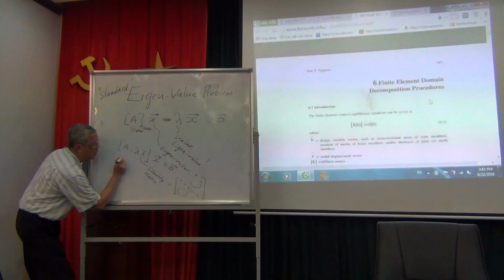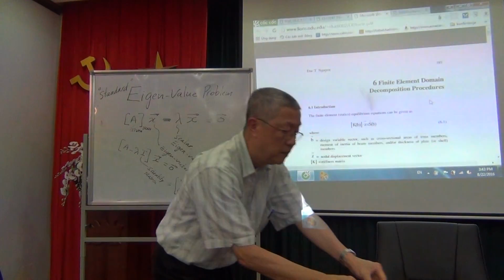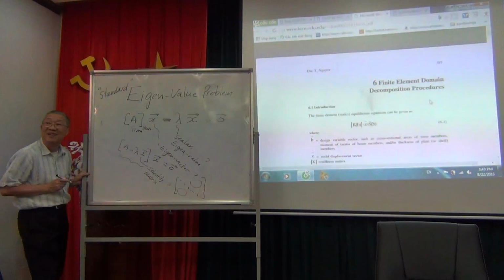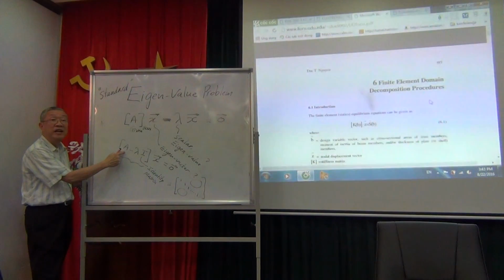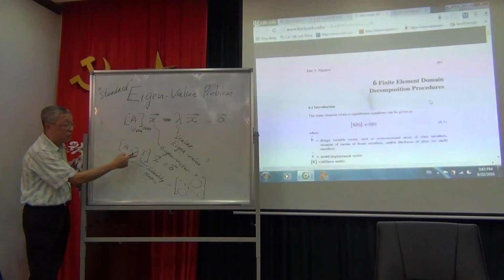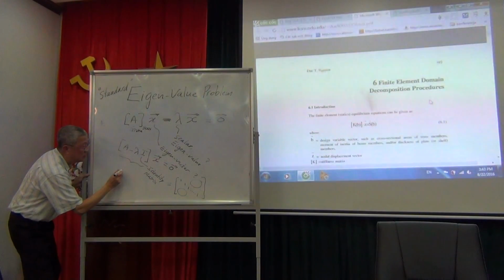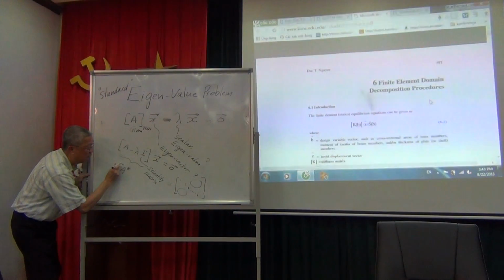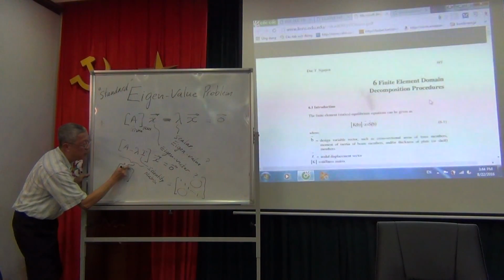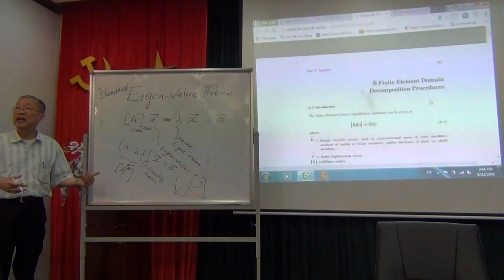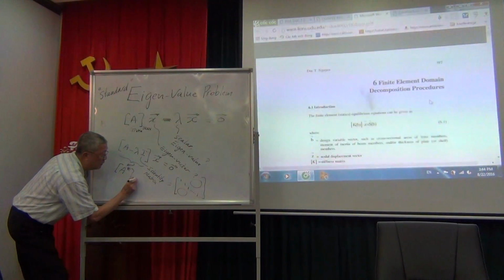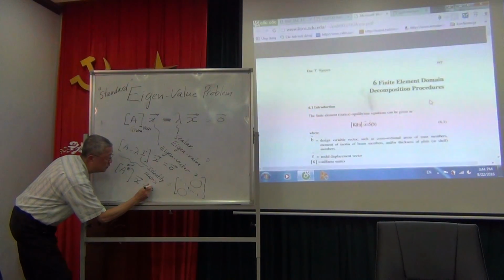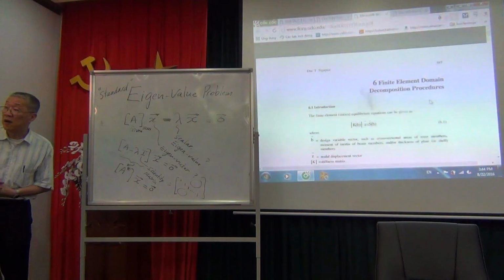Now, next step. You see this one right here? This is also a matrix. A is a matrix, I is a matrix. So this whole thing you can give a new name. You call it A star. And A star times x is equal to 0. Is that okay so far?